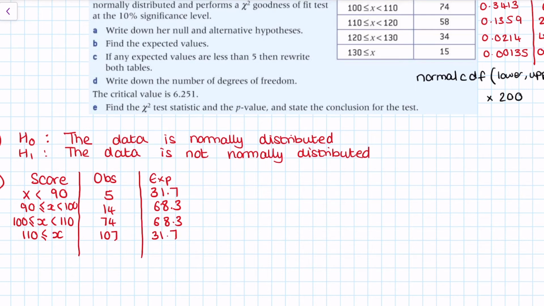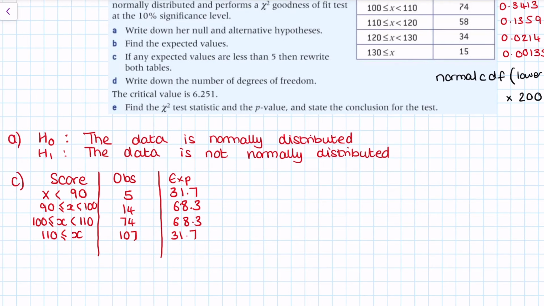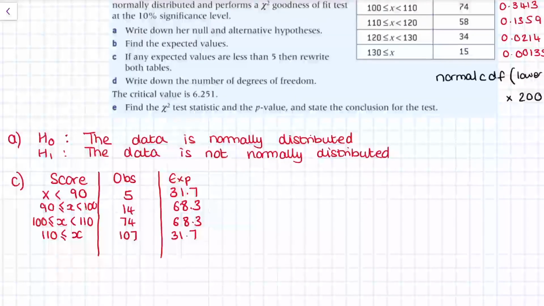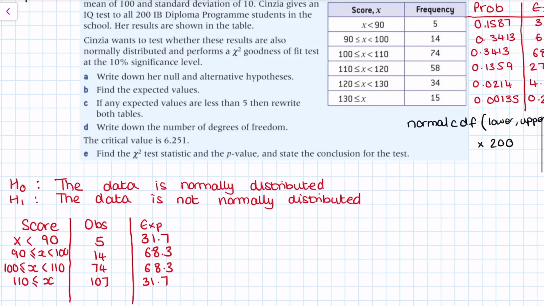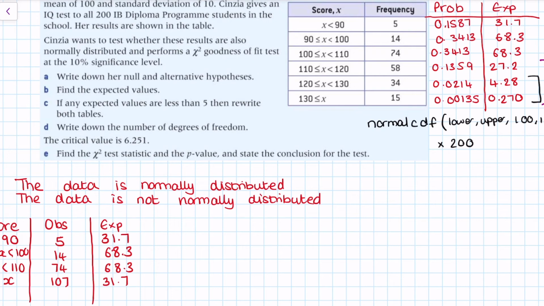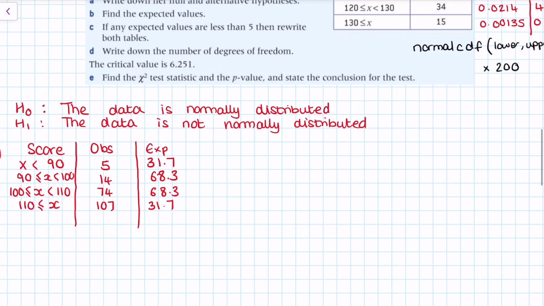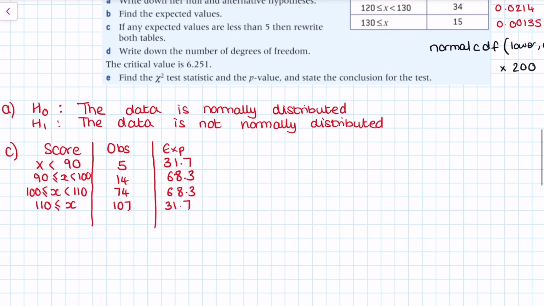Now all our expecteds are above 5, which means we can do a chi-squared. So sorry, the table before with the combined is actually part C, and the table added here up the top with the expected values, that's part B. So part C is rewriting the table with any values less than 5. That's what we've done there.